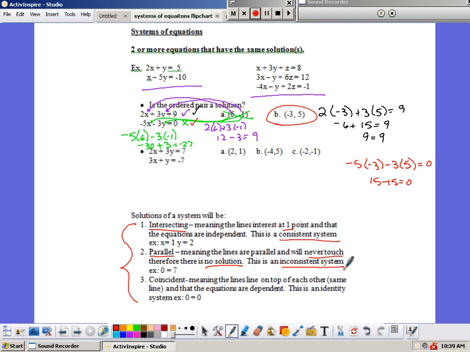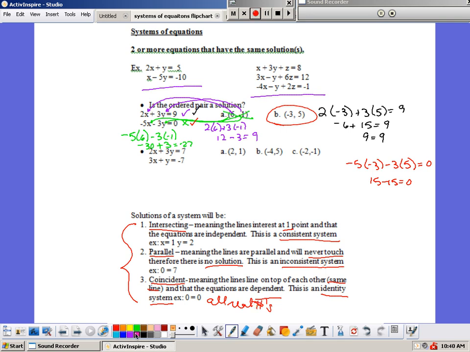So maybe none of them will work. Don't just assume that if you've gotten through the first three, the last one has to work. None of them have to work. Coincide means that the lines lie on top of each other, so it's the same line. If it's the same line, they're dependent. It's called the identity system, and on the identity system, it's all real numbers. So all of them could work. So don't just assume because one of them works that that's the only one that works. And don't assume that one has to work, because none of them have to work if they're parallel.